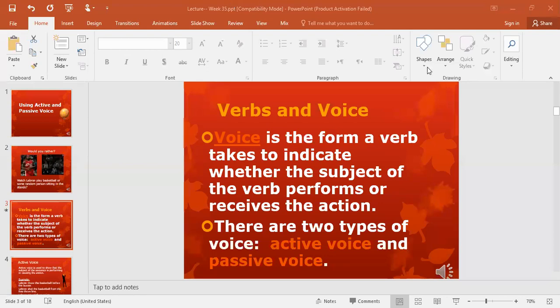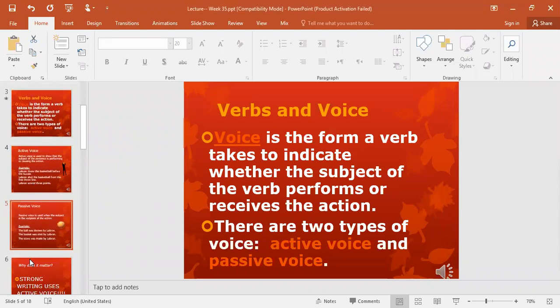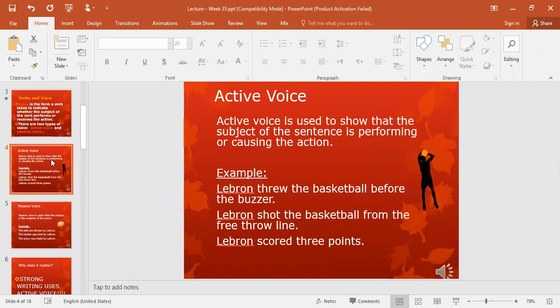Okay, miss, I'm back. So as I said, the voice is the form a verb takes in order to indicate whether the subject, يعني the doer of the action, is a performer, يعني is doing the action, or is receiving the action. And there are two types of voices, the active voice and the passive voice. Let's start with the definition of the active voice. The active voice is used to show that the subject of the sentence is performing or causing the action. Let's see the sentence.